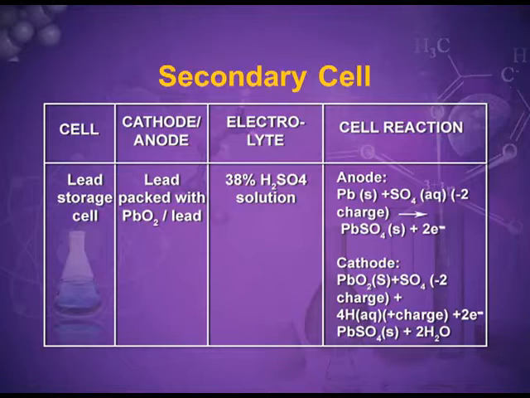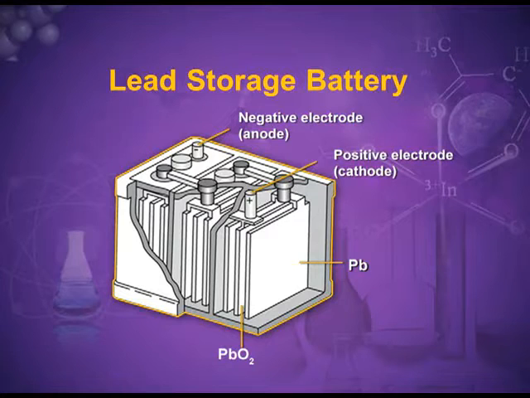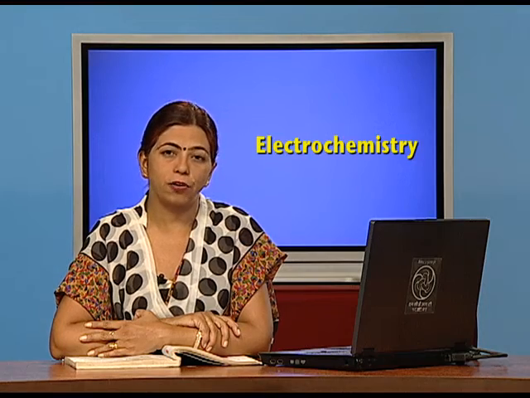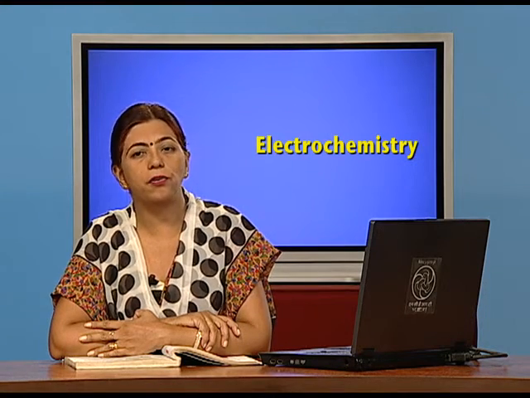So, lead sulfate gets deposited in the inverter batteries or lead storage batteries. Slowly, the sulfuric acid is also consumed and its density decreases. The lead storage battery is a secondary cell, so it can be recharged by just passing electric current. On passing the electric current, the reactions are reversed.